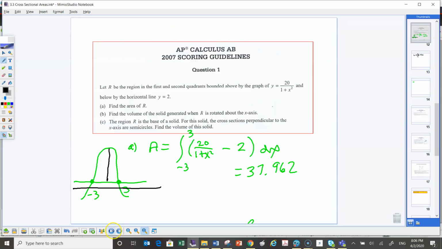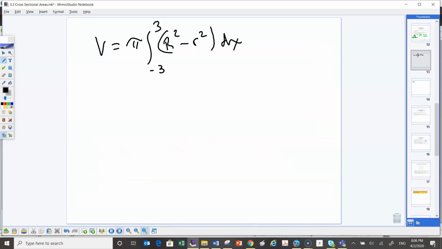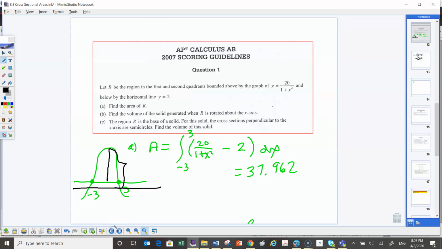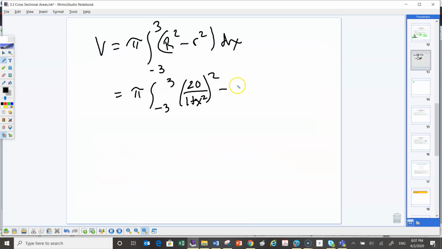to x. The outer radius is from the top of this slice down to the axis of rotation, so it's defined by the function 20 over 1 plus x squared. So it's going to be pi -3 to 3 of 20 over 1 plus x squared all squared minus the bottom of the slice is going from 2 down to the x-axis, so that's just going to be 2 squared dx. And again, now we just punch this into our calculator.